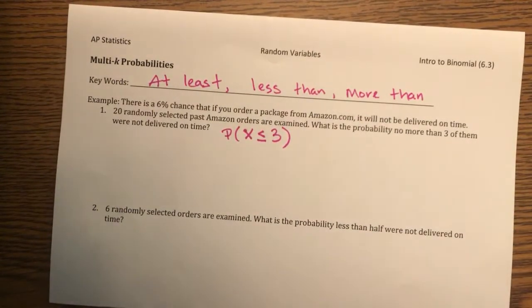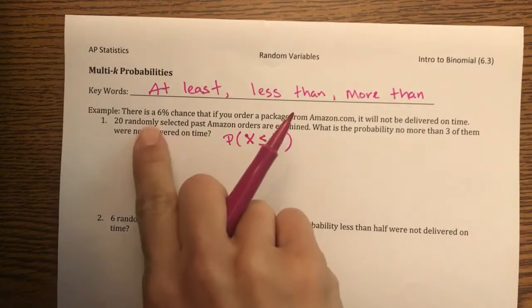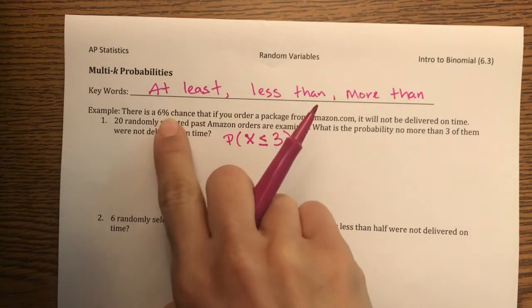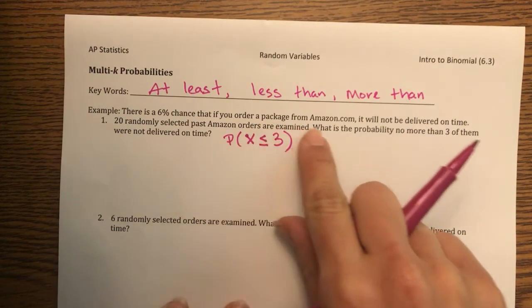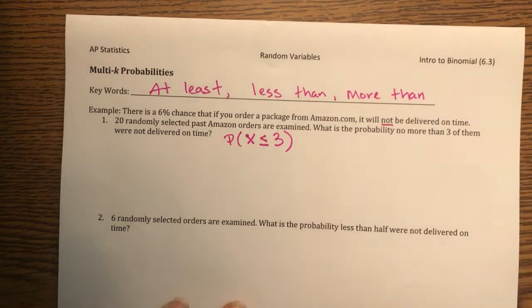Let's continue talking about binomial random variables. In the scenarios we're about to look at, we're going to be seeing keywords like at least, less than, or more than. So in this example, we're examining that there's a 6% chance that if you order a package from Amazon, it will not be delivered on time.